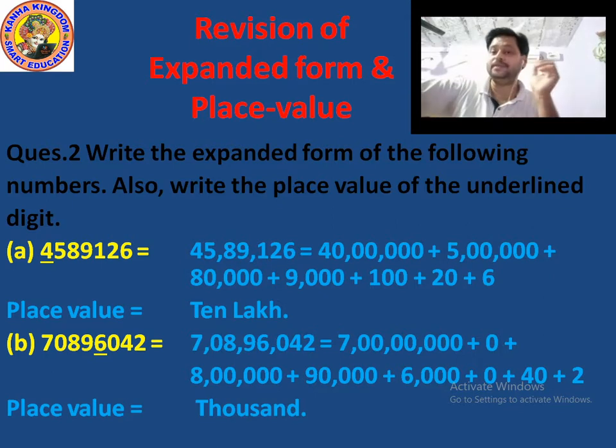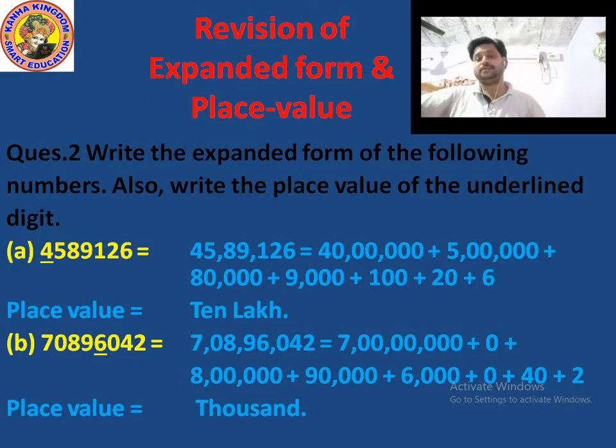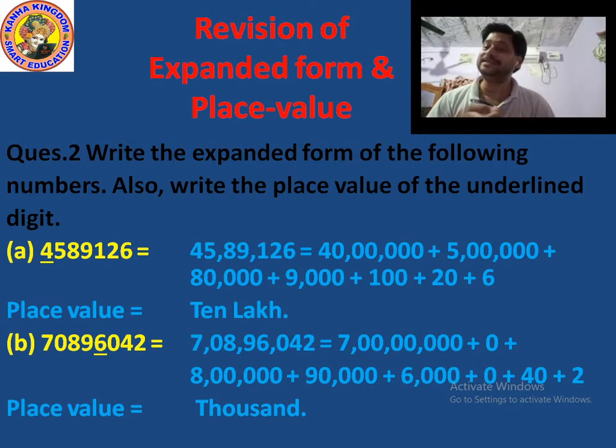I will explain here, and the rest one in the activity time. Okay. The second part of this question is 70896042. Once again I repeat the number, 70896042. So what do you have to do first? You just count all the digits.